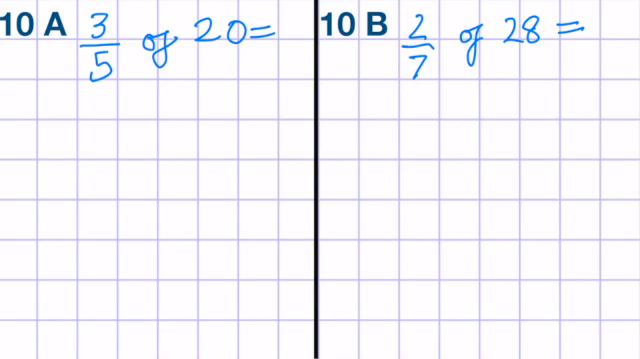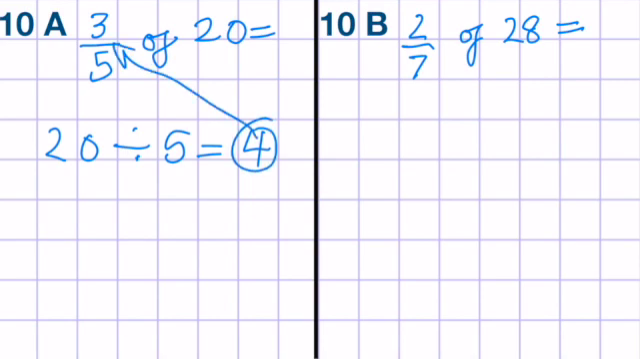Right, for our final question, we have to find fractions of numbers. To do that, divide the number by the denominator and then multiply your answer by the numerator. Hit pause while you work it out. Okay, so to do 3/5 of 20, I'm going to do 20 and I'm going to divide it by 5, which is 4. I'm now going to times 4 by the numerator, which is 3. So 4 times 3 equals 12.